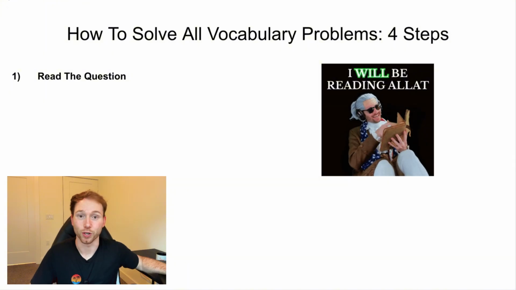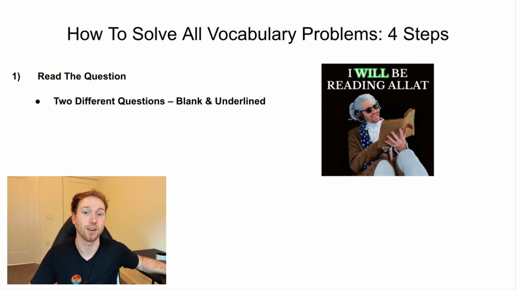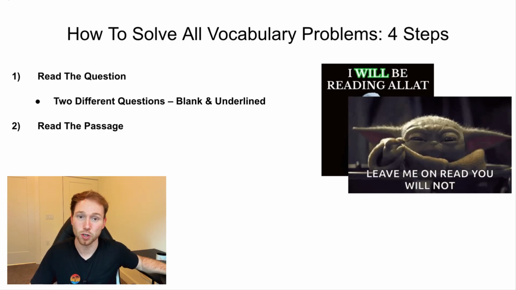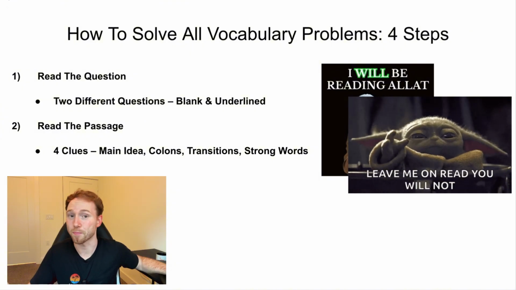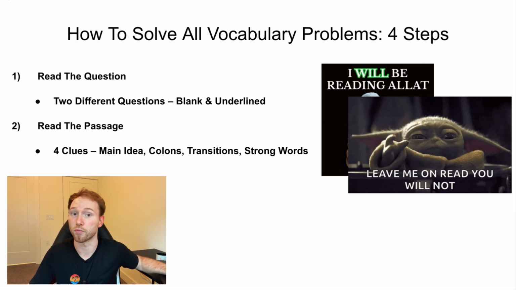Here's a recap on how to solve vocabulary problems in 4 steps. 1, read the question. You're going to have 2 different types of questions on the test, underlined word, and then a fill in the blank, but you approach these vocab questions the same way. 2 is you're going to want to read the passage. Look for the 4 clues. Understand the main idea or what the passage was about. Look for transitions that tell you how the ideas relate to each other. Then look for a colon, because whatever comes after it describes what comes before it.